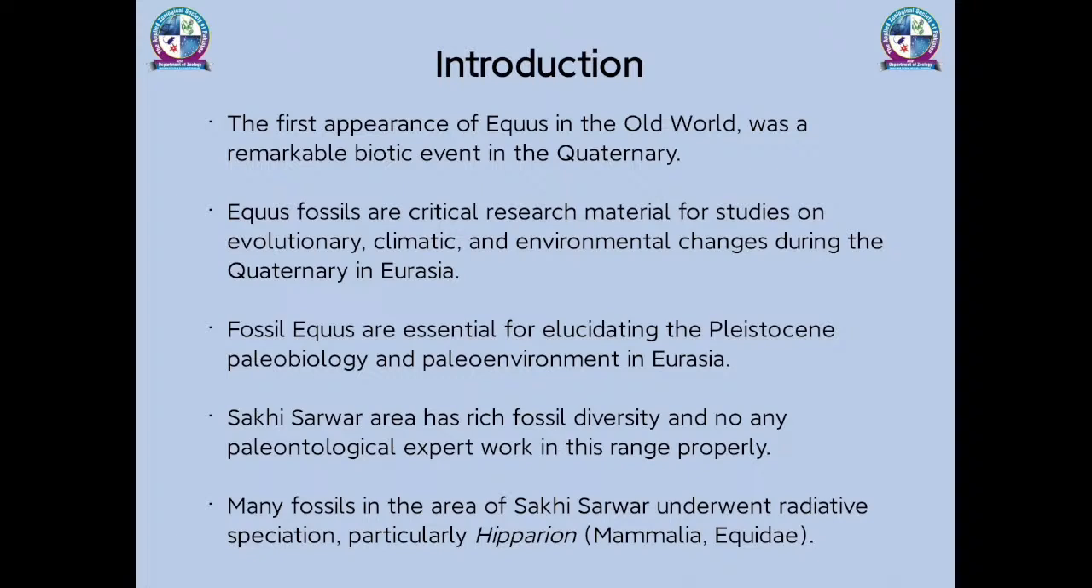In the introduction, the first appearance of Hipparion fauna in the Old World was a remarkable biotic event in the Quaternary period. Hipparion fauna are critical research material for studies on evolutionary, climatic and environmental changes during the Quaternary period in Europe and Asia. Hipparion fauna are essential for the Pleistocene paleobiology and paleoenvironment in Europe and Asia. Sakhi Sarwar area has rich fossil diversity, and no paleontological expert has worked properly in this range of Sulaiman mountains. Many fossils in the area of Sakhi Sarwar underwent radiative speciation, particularly Hipparion fossils.